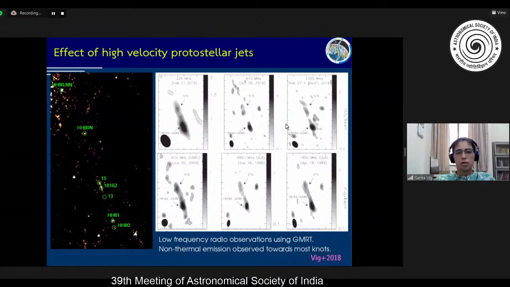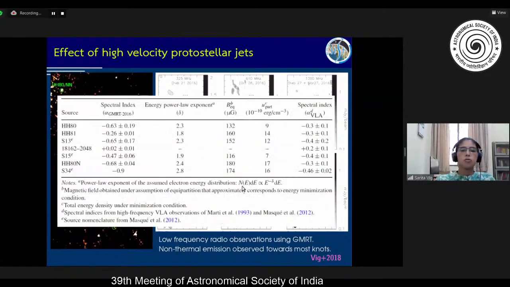We observed this using GMRT in different wave bands, and here VLA is also shown. This represents the various lobes of the jet, and for these lobes, we've got very negative spectral indices. This kind of confirms that not only close to the jet is synchrotron emission seen, but synchrotron emission is also produced in the Herbig-Haro objects very far off from the jet, when the jet interacts with the dense interstellar medium.